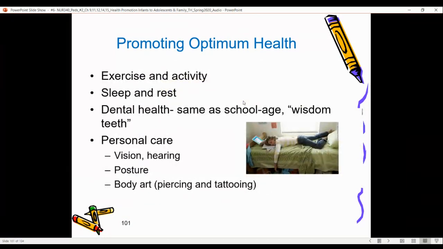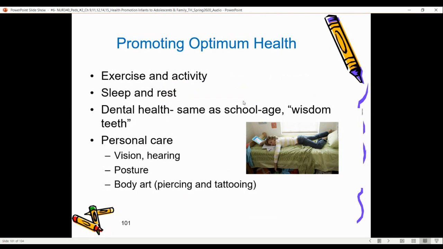The last thing here, guys, exercise and activity at this age, we have the same requirements that we recommend for adults. That's a minimum of 1 hour a day, 3 days a week, or 30 minutes a day. Sleep and rest, minimum is 8 hours. There is research that shows during puberty they need 14 hours of sleep. Most of them do not get that amount, but that's kind of what their bodies need when they are going through puberty.